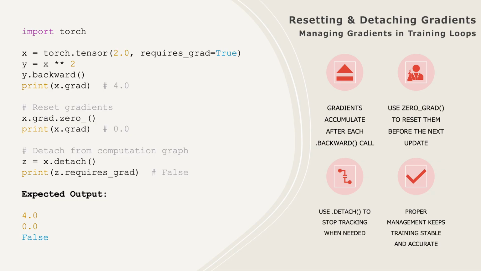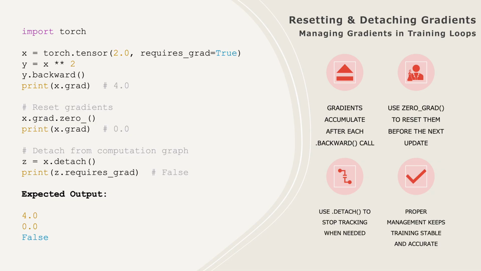Next, we reset the gradients using x.grad.zero_(). When we check again, the value becomes 0.0, meaning the tensor is ready for the next backward pass without carrying over old information. Finally, we demonstrate the detach method. When we call x.detach, PyTorch creates a new tensor that shares the same data but is disconnected from the computation graph. This is useful when you want to use a tensor's value, but stop tracking its gradients. For example, when evaluating a model or exporting results.